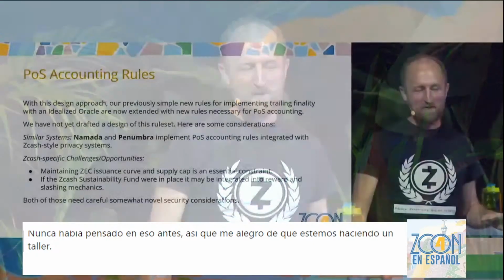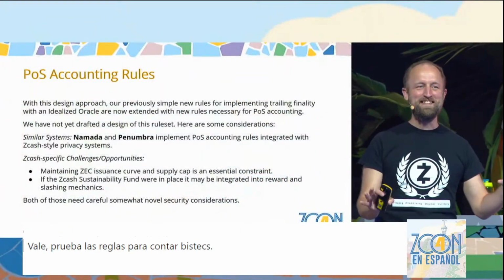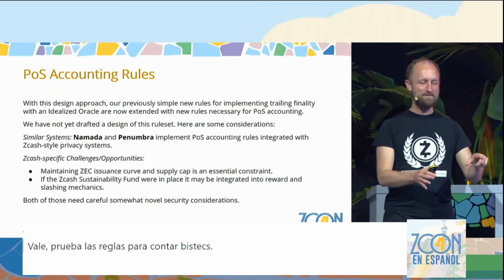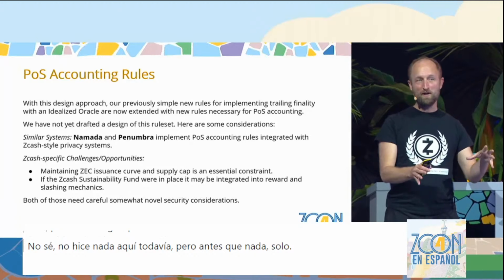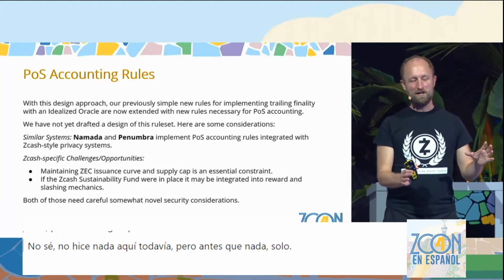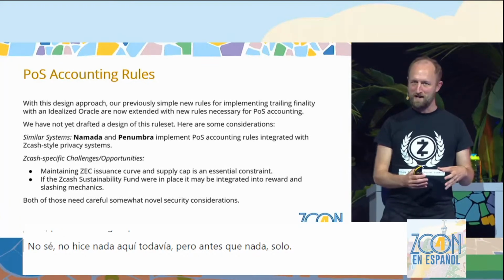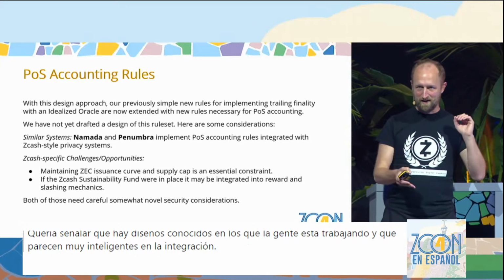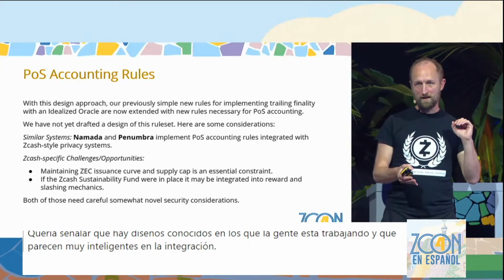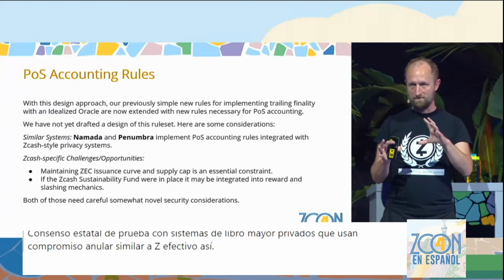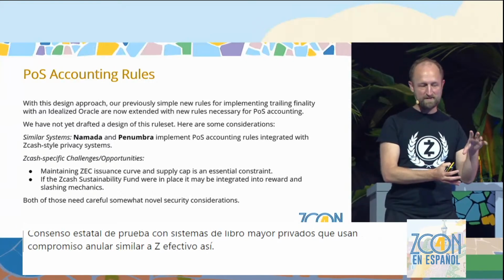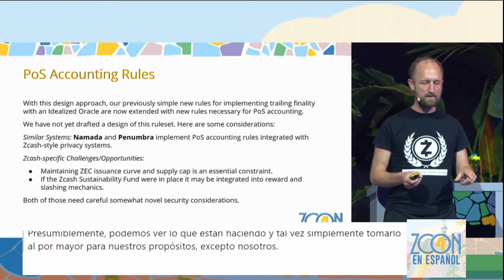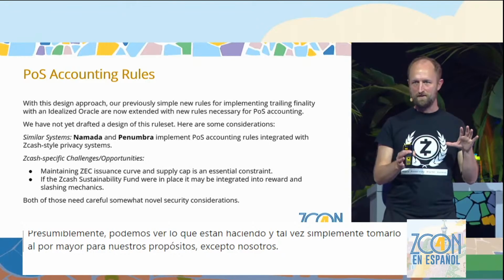Okay, so proof of stake accounting rules. I didn't do anything here yet, but first of all, I just wanted to point out there's known designs people are working on, who seem really smart, on integrating proof of stake consensus with private ledger systems that use commit and nullify, similar to Zcash. So presumably we can look at what they're doing and maybe just take it wholesale for our purposes, except we have a few things that are unique to Zcash. So one is the issuance constraints.